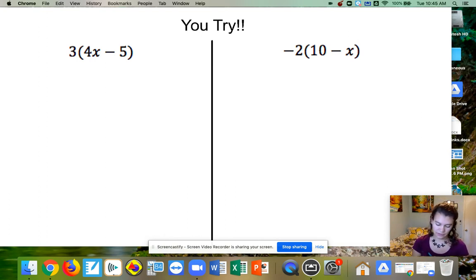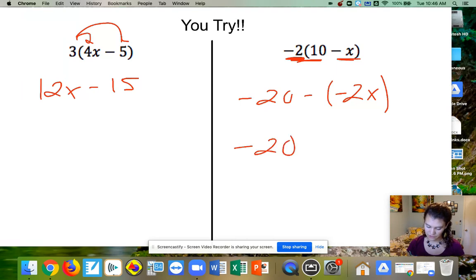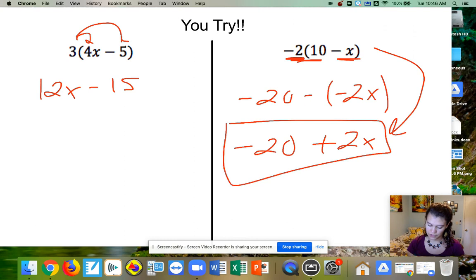All right, so this one, distribute in. 3 times 4 is 12, so you get 12x. 3 times 5 is 15, so minus 15. Here, negative 2 times 10 is negative 20. Negative 2 times negative 1. So if we write this, we get negative, or minus negative 2x. So really your negative 20 plus 2x. You can jump straight to this step if you just do negative 2 times negative 1 and make it positive.